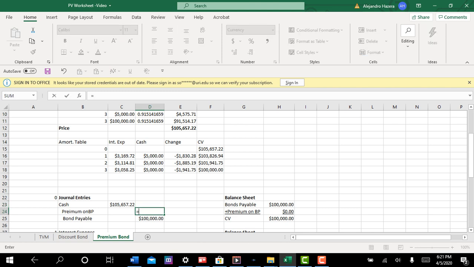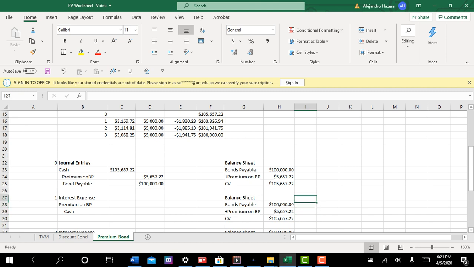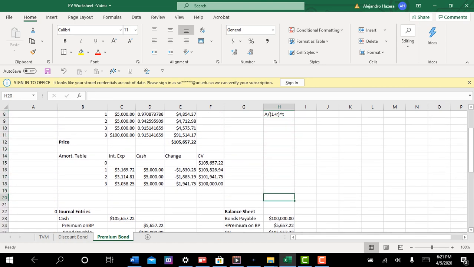Okay, so the premium on the bond is going to be the carrying value less the face value, which is 105,657 minus the face value of 100,000. That gives you 5,657.22. And notice how that affects the balance sheet. Okay, the balance sheet is going to work through here. The balance sheet right now shouldn't show year 1, but it really doesn't matter because it'll change anyway.